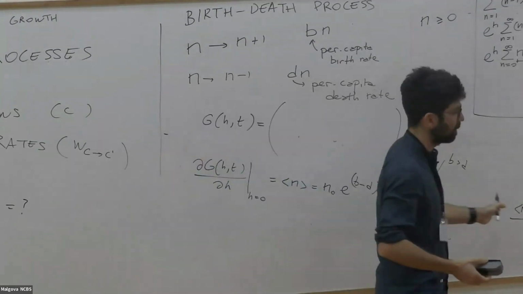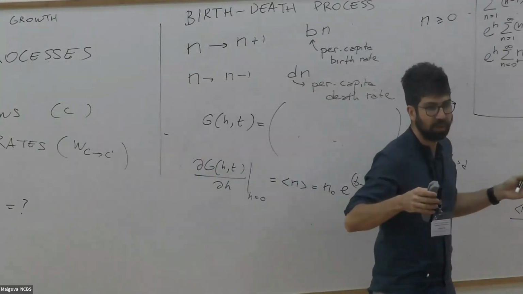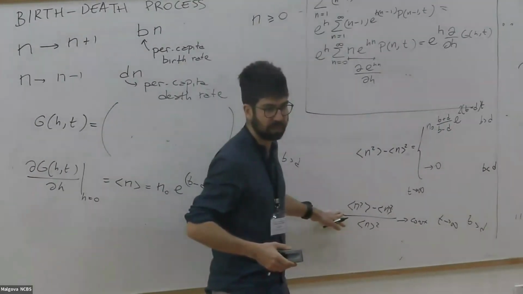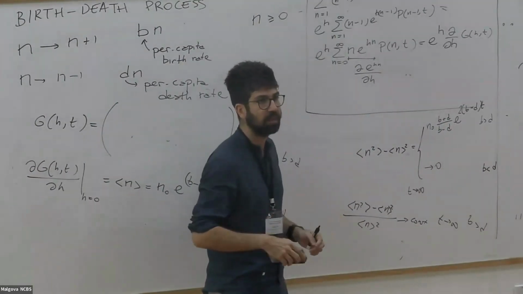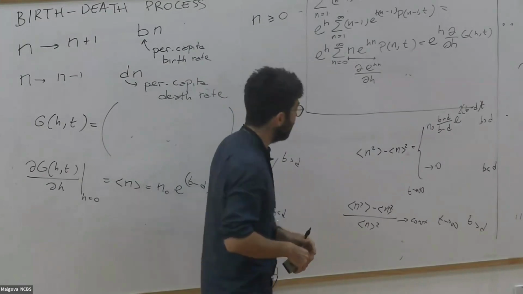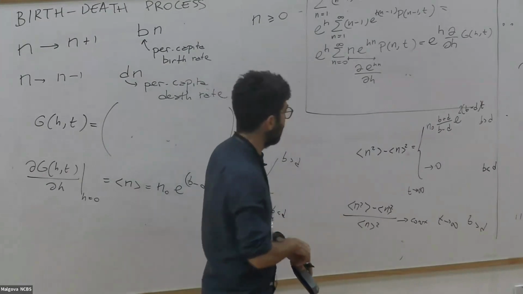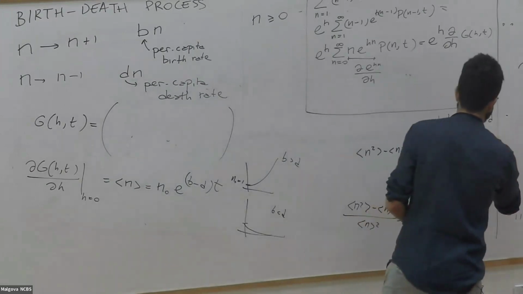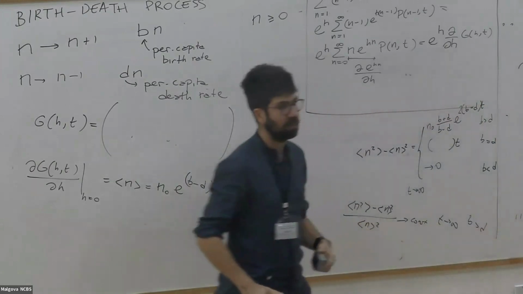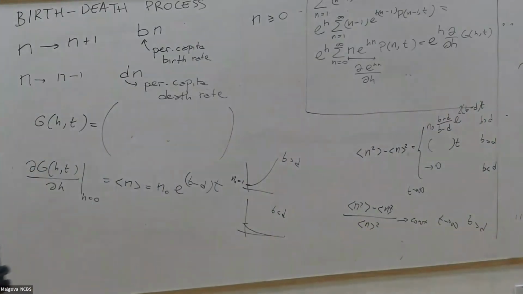And what we find is that as time goes on, this doesn't go to 0, right? So it's not something that becomes negligible. So what would happen if B is equal to D? If B is equal to D, it's interesting, it's called the critical case. And what happens is that this quantity increases linearly with t.